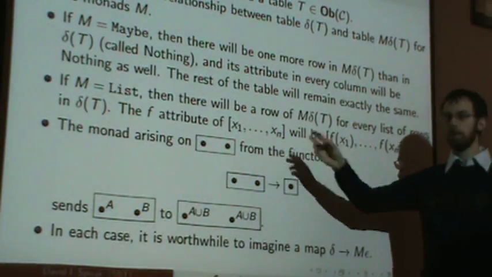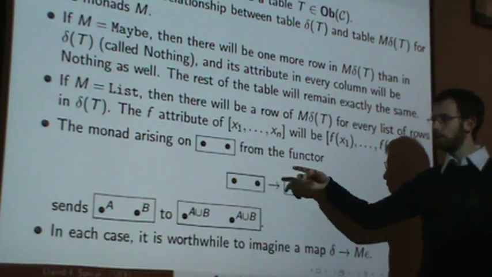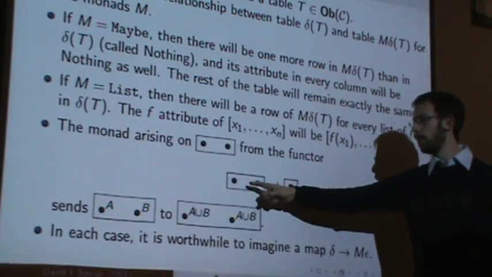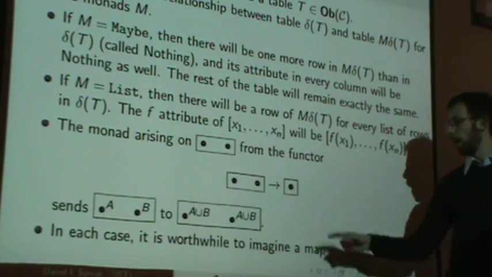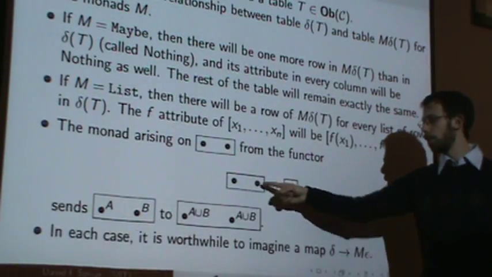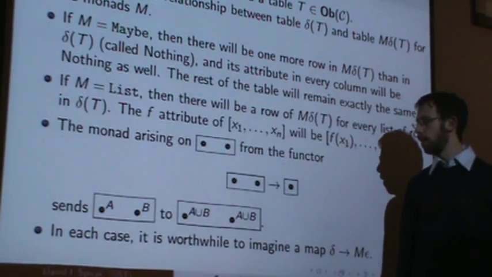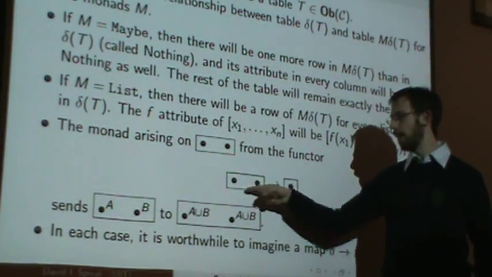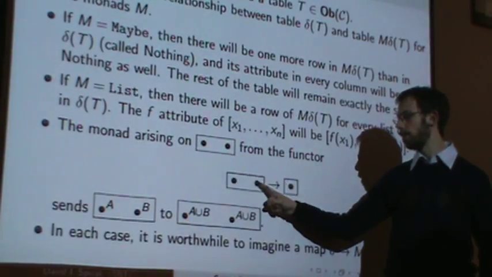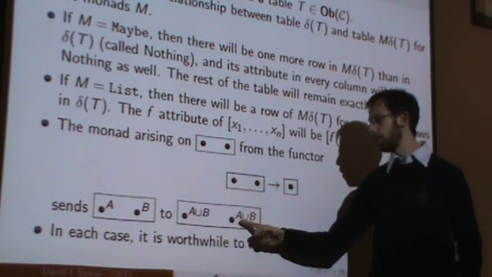What about those monads from the migration functors? It's kind of strange, but just as a very simple example, here's the database schema for two sets, and here's the database schema for one set, and there's a functor from here to here. What does a monad do? It'll take a state here, namely if I put the set A here and set B here, it'll send it to A union B, A union B.